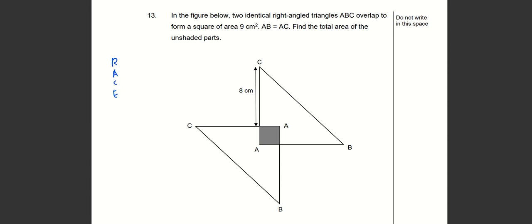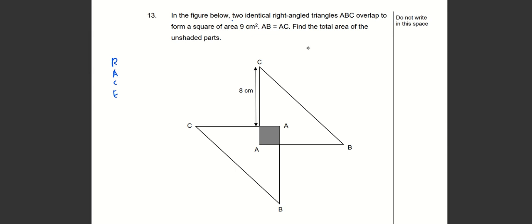In the figure below, two identical right-angled triangles ABC overlap to form a square of area 9 square centimeters. AB equals AC. Find the total area of the unshaded parts. Okay, I've done my first reading. Let's take a look at the question again.